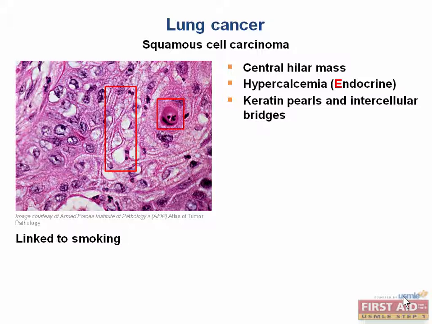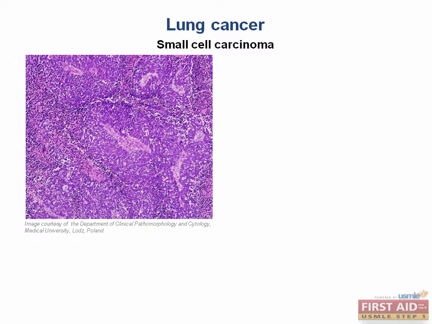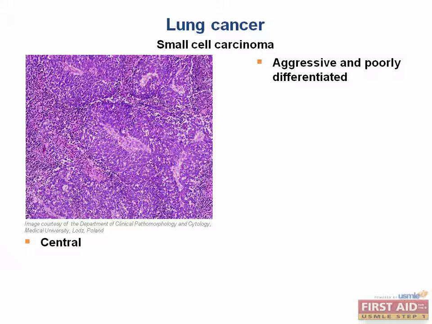Of the common primary lung cancers, this would be one of the better ones to have because it's resectable if you catch it early enough and has a relatively good 5-year prognosis. Now, on the other hand, small cell or oat cell carcinoma is an extremely aggressive, poorly differentiated cancer. Small cell carcinoma is a centrally occurring lung cancer.